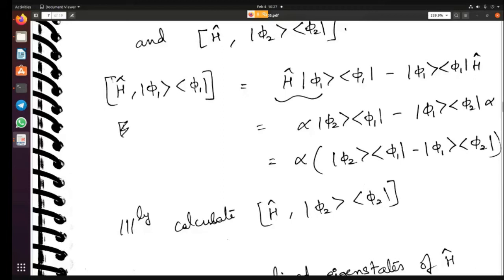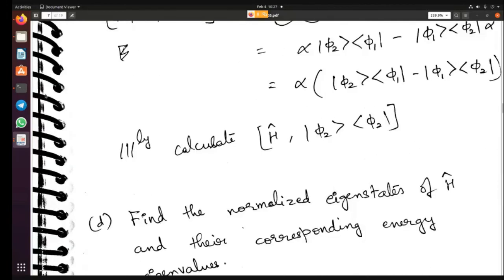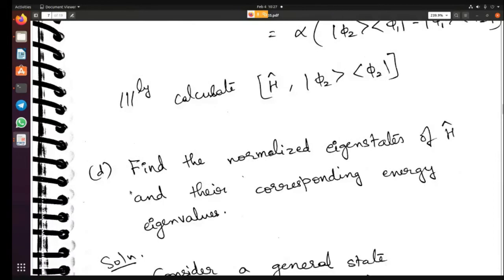So this is your answer for the commutator of h and phi 1 phi 1, which gives phi 1 multiplied with bra phi 1. Similarly you can do for the other one. You can calculate the commutator of the Hamiltonian operator with the phi 2 operator. This is how you will proceed.